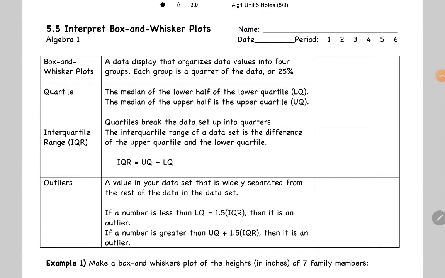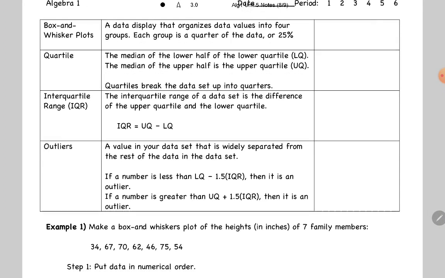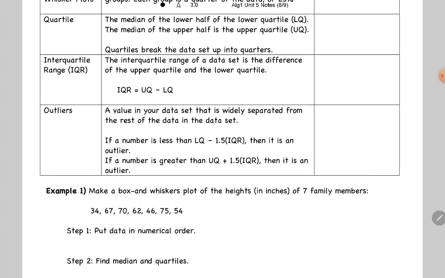Today in Algebra 1, we're going to interpret box and whisker plots. A box and whisker plot is a data display that organizes data values into 4 groups. Each group is a quarter of the data, or 25%. There's a lower quartile, which represents the lower half. Upper quartile represents the upper half. And it helps us find outliers.